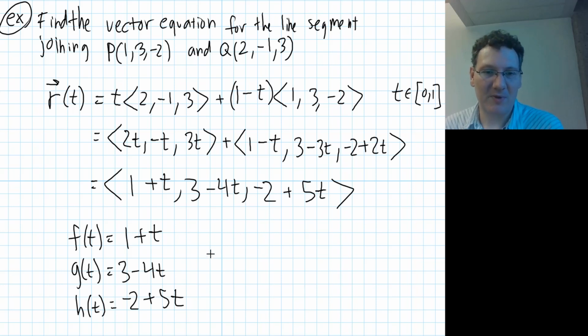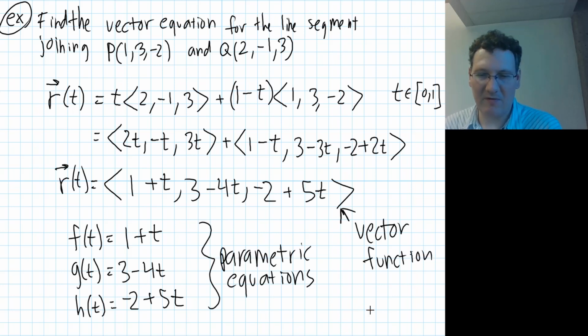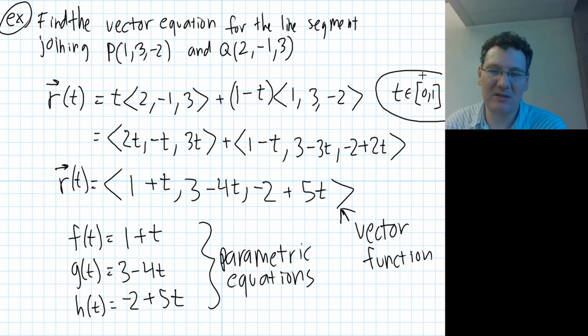So those are the parametric equations, and then up above those, that is the vector function. They represent the same curve in space, which is a line segment. And that's because, of course, we've restricted the values of t to be from 0 to 1.